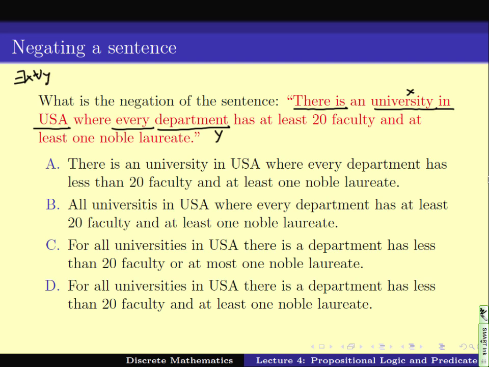Now there are two propositions. What are the propositions? Has at least 20 faculty. Let me call this one P. And, so I have to write an and, has at least one Nobel laureate, which I call Q. So this is the equation that we have: there exists X, for all Y, P and Q.